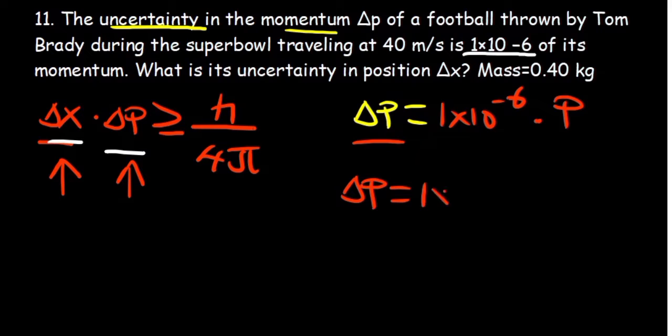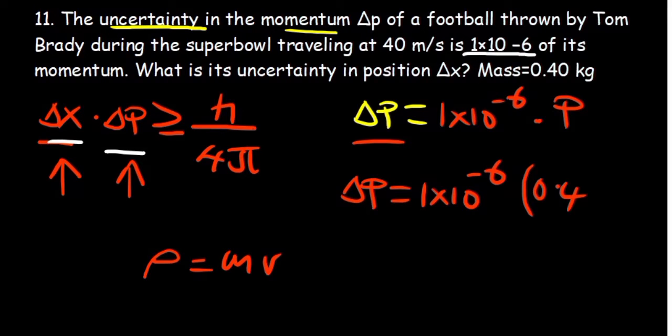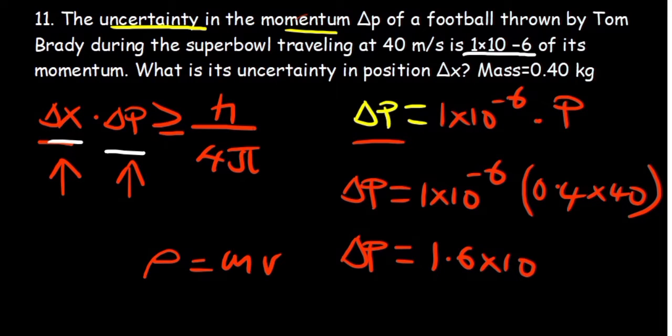Momentum is the product of mass and velocity. What is our mass in this case? 0.4. What is our velocity? 40. So from there we're able to find the uncertainty in the momentum. We have 1 by 10 to the power negative 6 multiplied by 0.4 multiplied by 40. So what I have is 1.6 times 10 to the power negative 5. So that's the uncertainty in terms of the momentum.